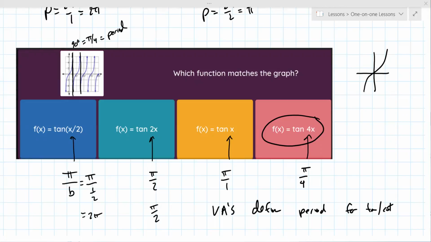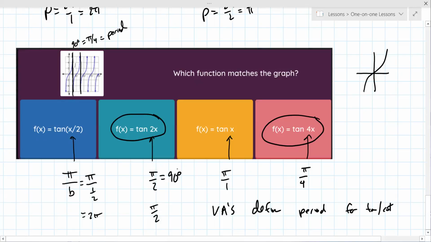Pi over 8. I guess go tangent 2x. That'll give you what you want on this one. So they must consider 2 of these to be a period. Oh, I'm sorry. This is 90 degrees. Okay, there's the mistake.